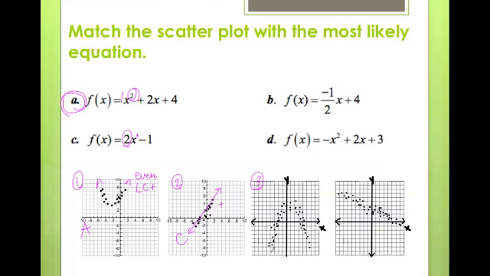Graph number 3 is U-shaped, has end behavior going in the same direction, so I know it's going to be an even-degreed polynomial. But this time, since it's going down, the end behaviors are going to negative infinity. I know my lead coefficient is going to be negative. When I look at choice D, I notice that it meets those requirements. It is even-degreed, and it has a negative lead coefficient. By default, I'm assuming that this will be B, and I can tell that it is because it's linear, which B is because it has a degree of 1, and it has a negative lead coefficient.